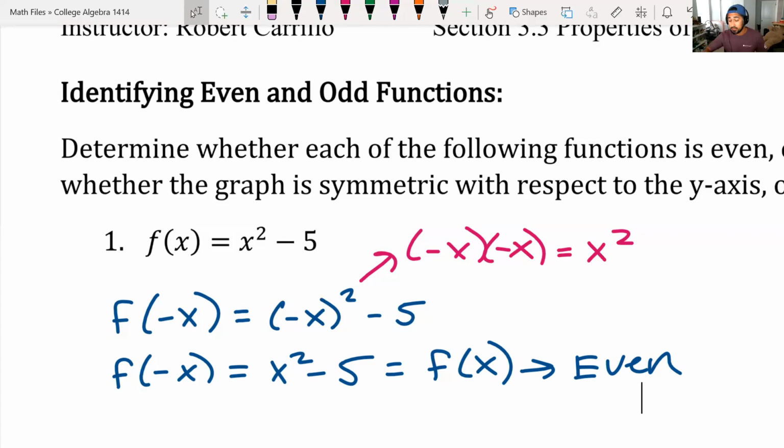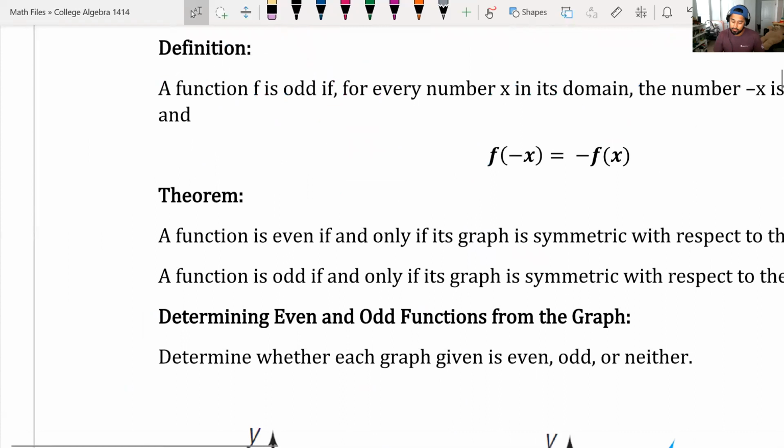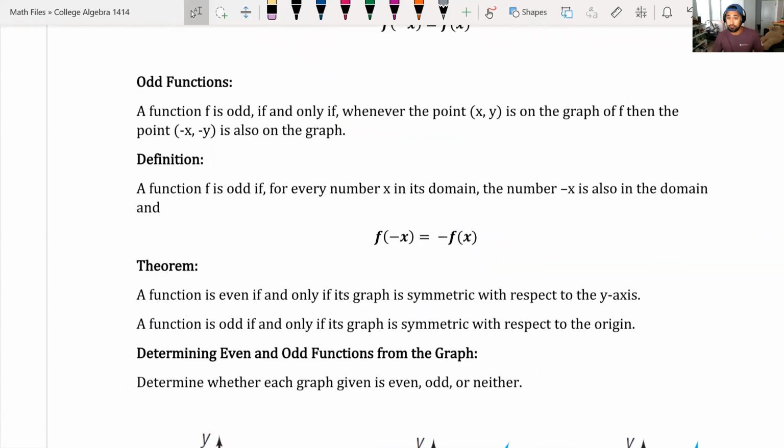Okay. So that's how you check algebraically if a function is even. Plug in negative x for every x, and if you get the original function back, it is even. And trust me, even and odd properties will follow you in pre-cal and will follow you in calculus. So just remember these. Okay. So back to the first page. So there we have an even function.